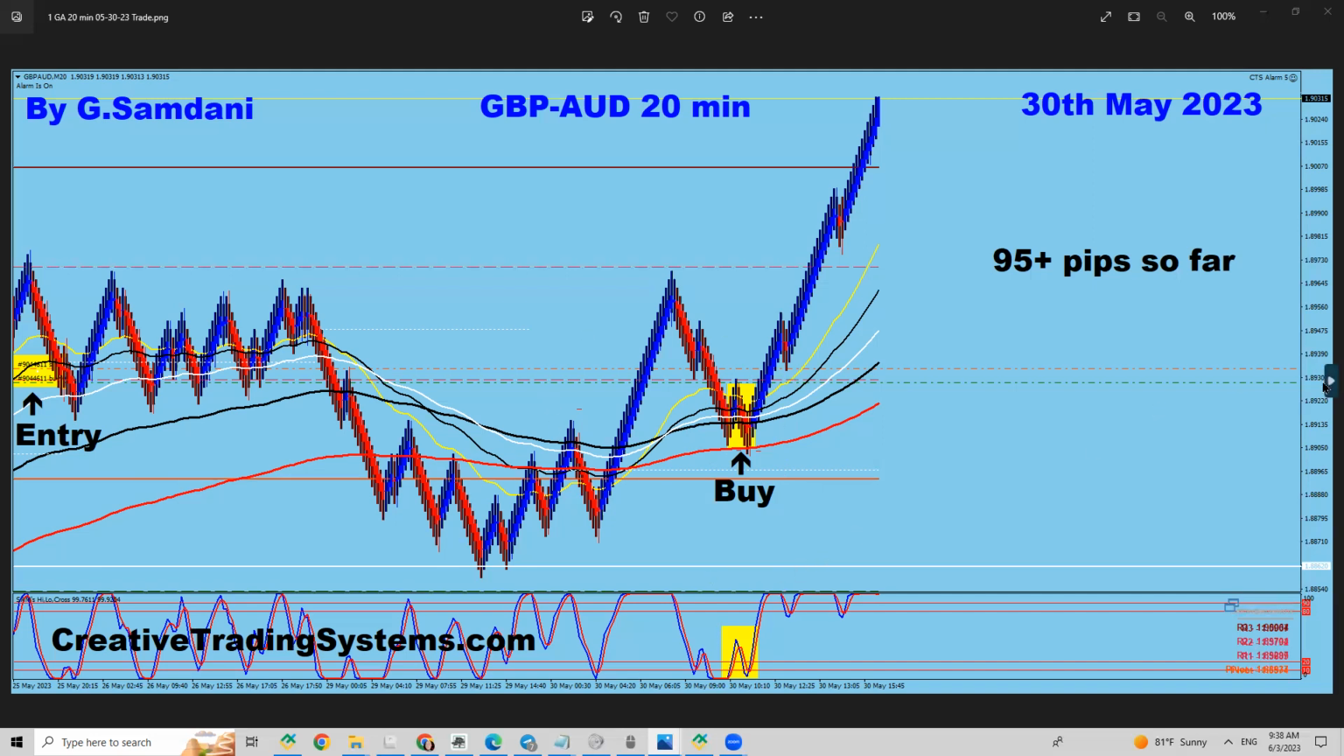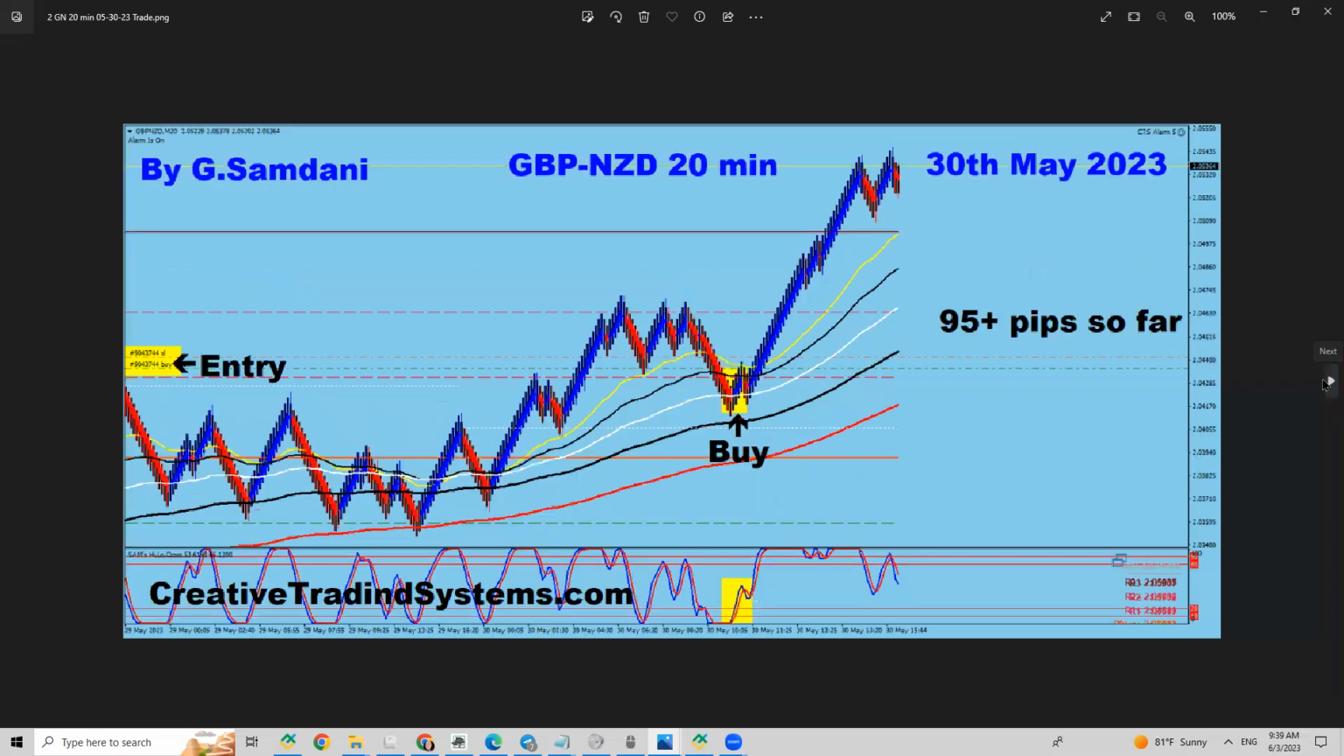So this is the first one. Second one. This is the second trade, exactly the same setup. You can see the yellow line is above the black, this indicator, higher low, entry, red candle turns blue, and I open the trade. Pound Newsy for 95 pip on the 30th, same day.